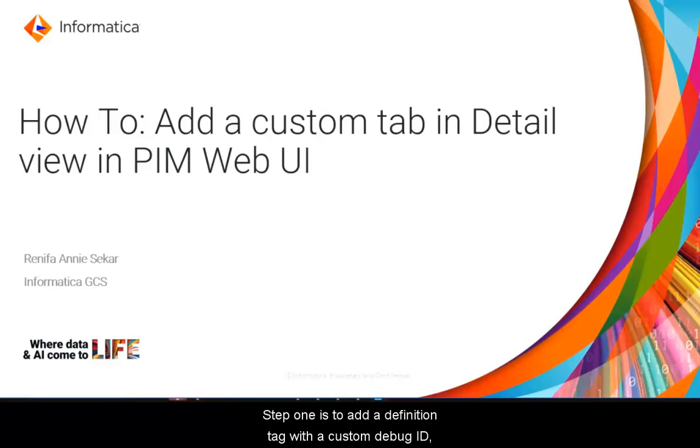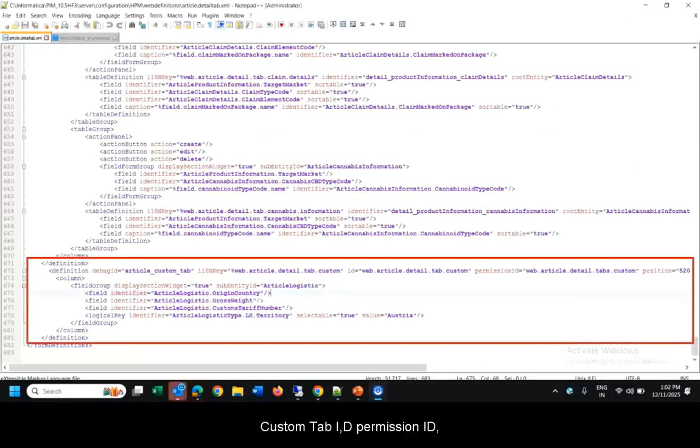Step 1 is to add a definition tag with a custom debug ID, custom tab ID, permission ID, along with the fields and logical key field to be available under this custom tab, in the article detail tab XML file, which will be under the Web Definitions default folder.